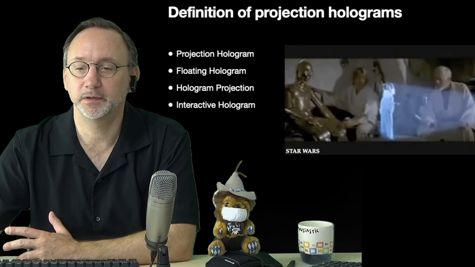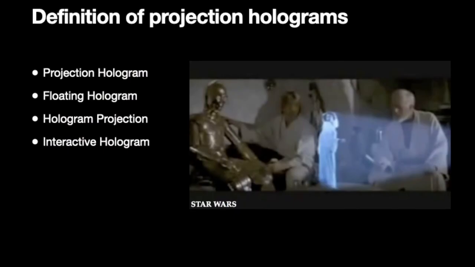So there are different namings for what this is. Some people call this the projection hologram. Others also say this is a floating hologram. You can have different types of information here. There is also sometimes the word hologram projection or interactive hologram.